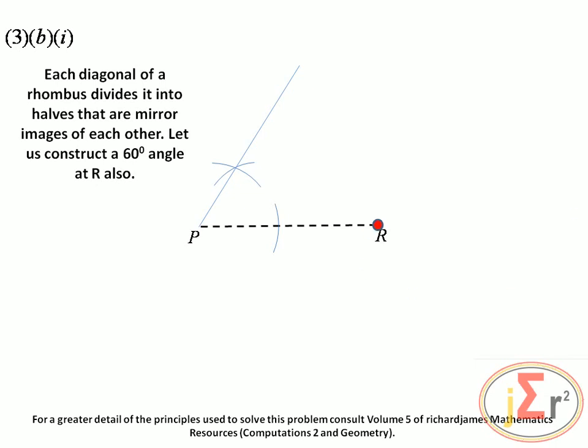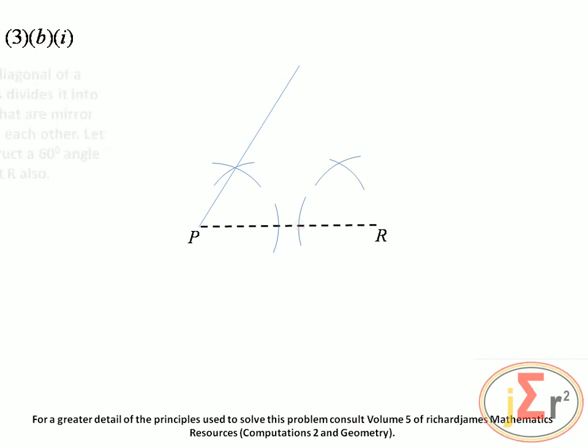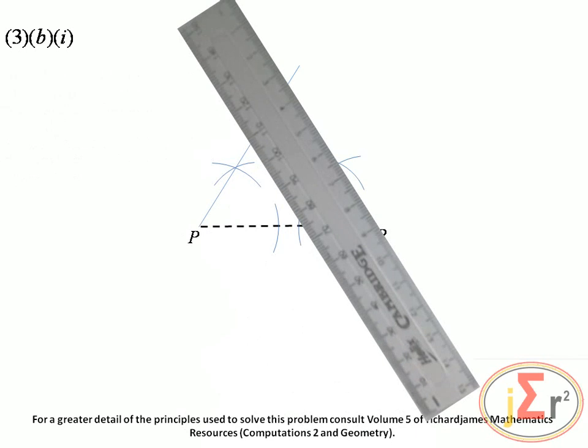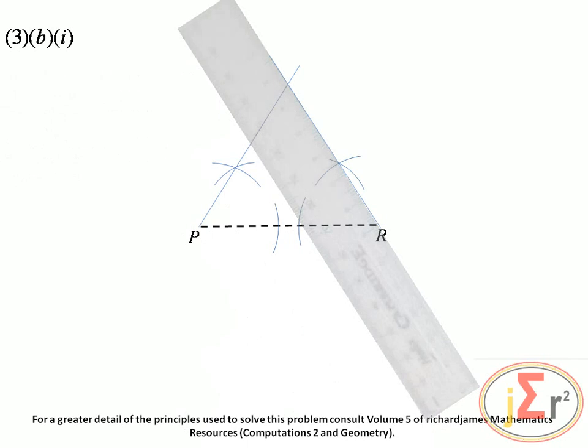So compass point at R, make two arcs, and then move the compass point to the point of intersection of the line and the arc, and then draw another arc, and then the 60 degrees angle at R would have been completed. Then we are going to draw the line through R. So the point of intersection of those two lines will be the point Q.